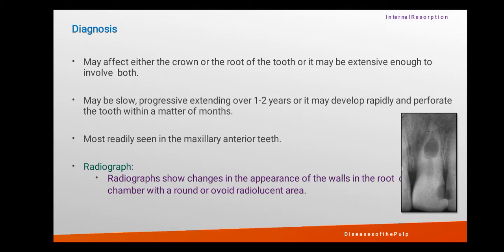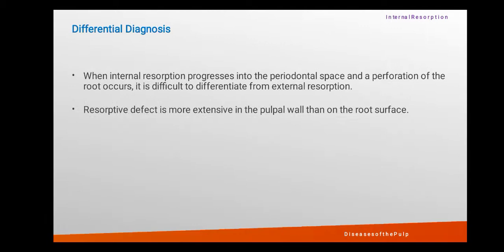It is slowly progressive, extending up to 1 to 2 years. And in radiograph, you can see a change in the appearance of the wall of the root canal with a round or ovoid radiolucent area. That is called the ballooning of the root canal. Differential diagnosis: when internal resorption progresses into periodontal space and perforation of the root occurs, it is difficult to differentiate it from external root resorption.